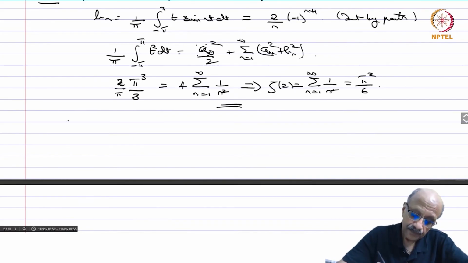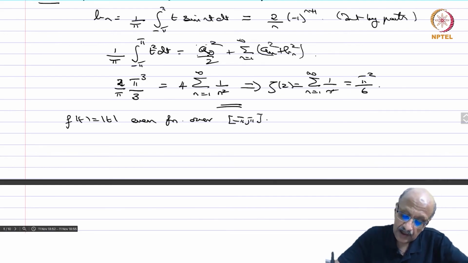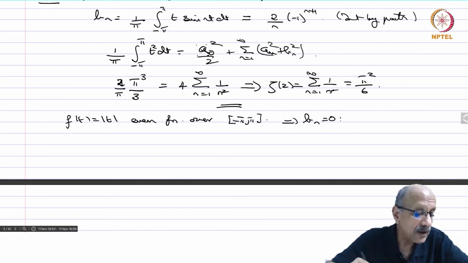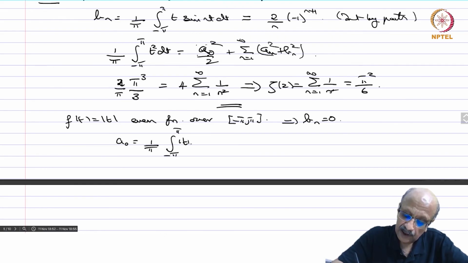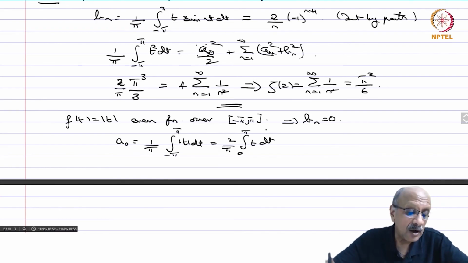Now f(t) equals mod t is an even function over minus pi to pi, and therefore this implies all the b_n's are 0. And therefore a naught is equal to 1 by pi integral minus pi to pi mod t dt, which is equal to 2 by pi integral t dt 0 to pi, I don't have to put the mod, and that's equal to t squared by 2, so this will just give me pi.